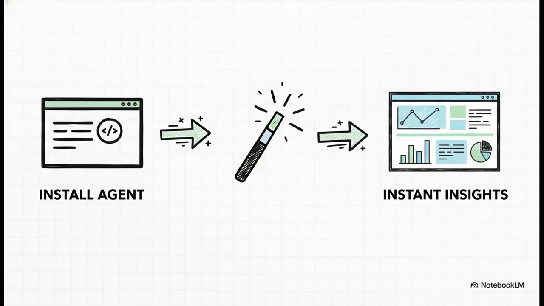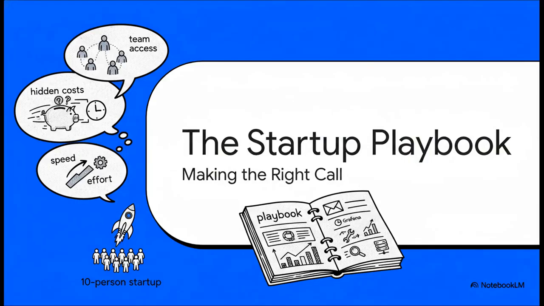And then you've got New Relic, and the experience here, it feels like pure magic. You install their little agent into your application, and literally within minutes, you have pre-built dashboards, you have amazing application performance monitoring, you have actionable insights. It just works. The time it takes to see real value is unbelievably fast. So we've got these three big tensions, right? Team access, hidden costs, and speed versus effort. So how on earth does a 10-person startup make the right call?